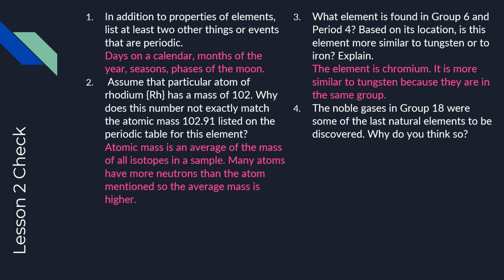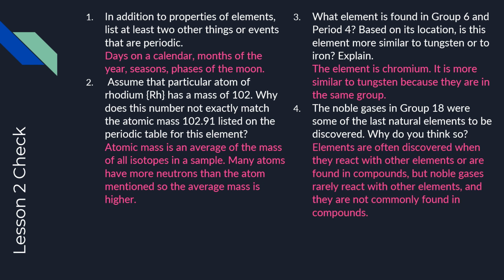The noble gases in group 18 were some of the last natural elements to be discovered. Why do you think so? Elements are often discovered when they react with other elements or are found in compounds, but noble gases rarely react with other elements, and they are not commonly found in compounds. And that completes lesson 2.